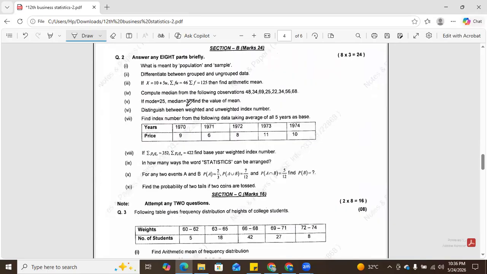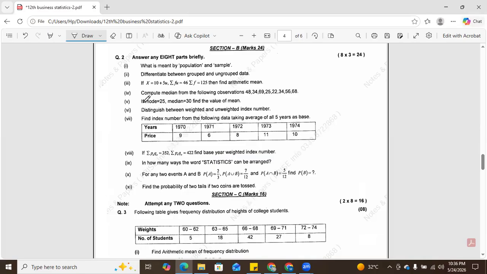Make sure you practice at least one time before the examination. Answer any 8 parts briefly. What is meant by population and sample? Differentiate between grouped and ungrouped data. If x is equal to 10 plus 5u, sum of fu is equal to 46, sum of f is equal to 125, then find the arithmetic mean.